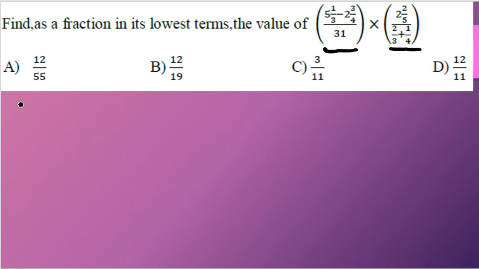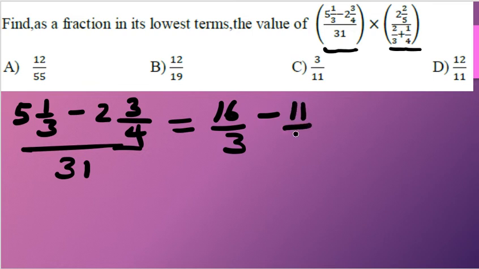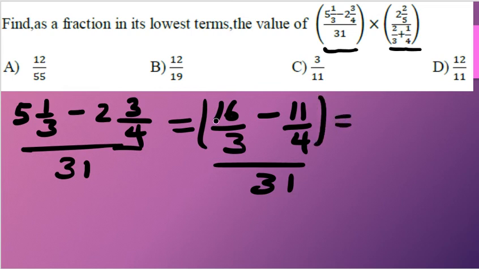Okay, the first one says 5 full 1/3 minus 2 full 3/4, the whole over 31. This is the same as, we have to change the mixed fraction into improper. 5 multiplied by 3, 15 plus 1, 16/3 minus the second, also the same, 2 times 4, 8 plus 3 will be 11/4. The whole over 31 is still there, which is equal to, crisscross here, we don't have a choice, 16 times 4 will be 64 minus 3 times 11, 33, the whole over 12.